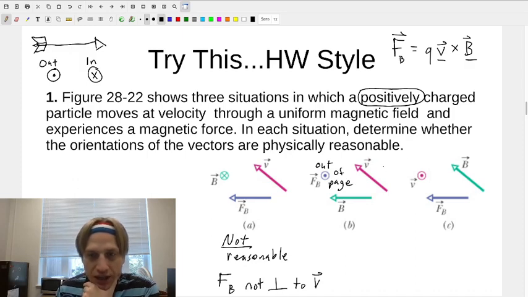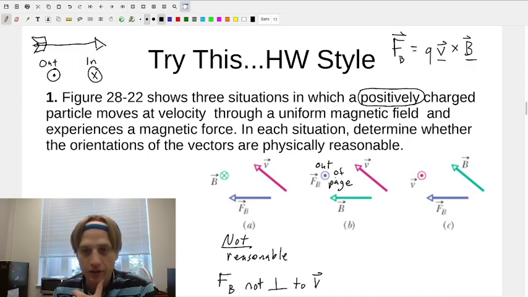And this works exactly as I would expect. Since V is in the page, this is pointing directly out of the page. V and FB are perpendicular. B and FB are also perpendicular. And so this works.